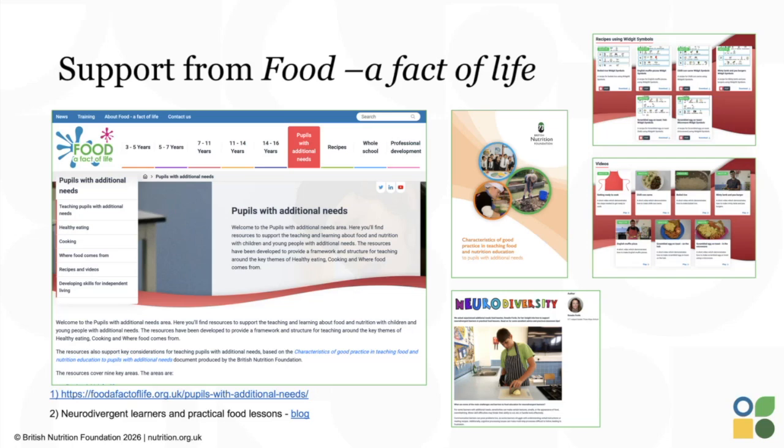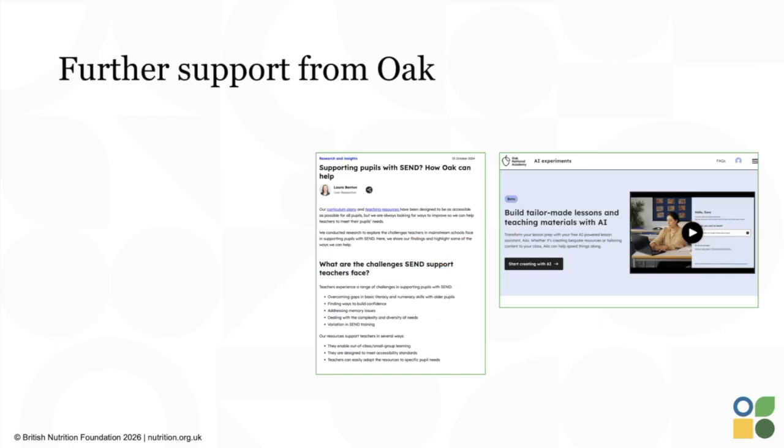And there's also on Food: A Fact of Life a news blog section as well. And there's a great article by one of the trustees, who is a teacher who teaches in a special needs school, and she's done some great work looking at neurodivergent learners. So again, a really great read, and then some links to further information too. So if you haven't seen it, I'd recommend going and having a look.